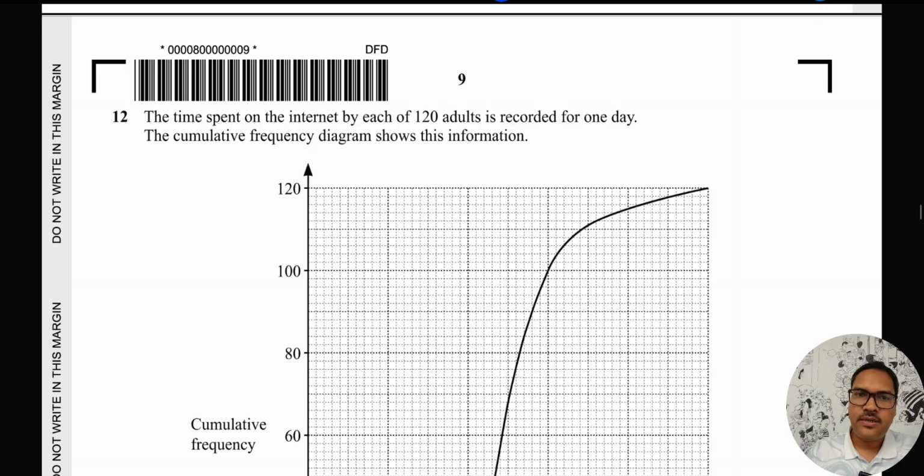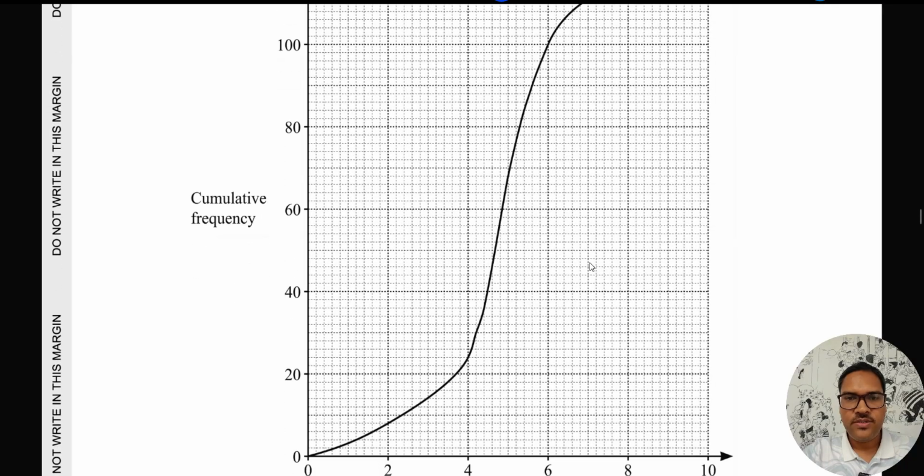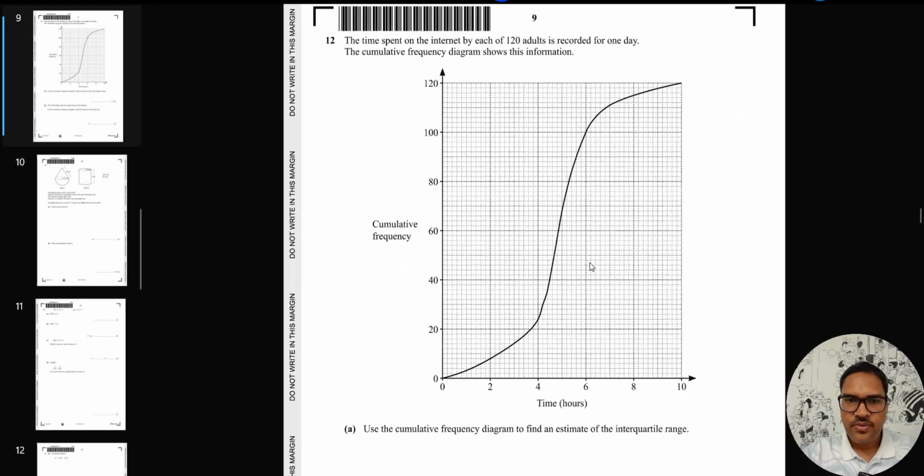The time spent on the internet by each of 120 adults is recorded for 1 day. The cumulative frequency diagram is shown to you. So you can see this is a cumulative frequency diagram. We can see time and cumulative frequency for 120 students. Here the question is: use the cumulative frequency diagram to find an estimate of the interquartile range.